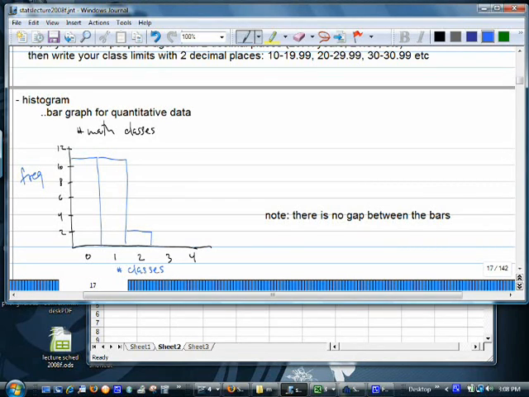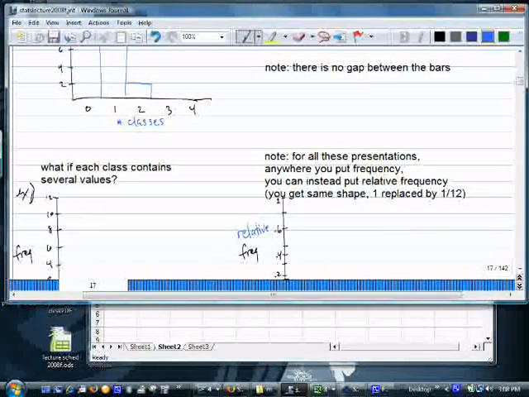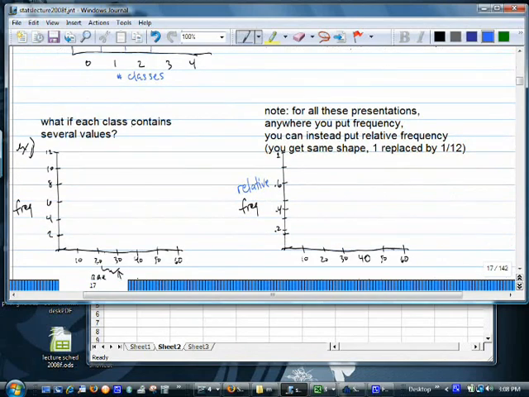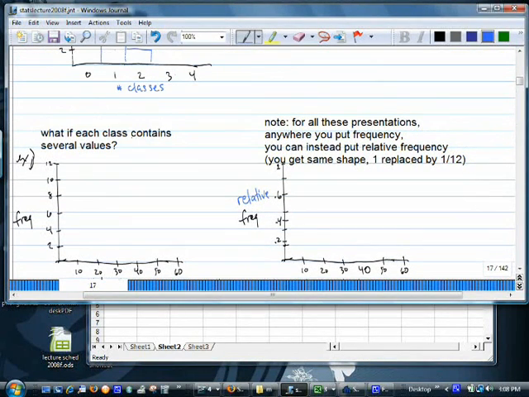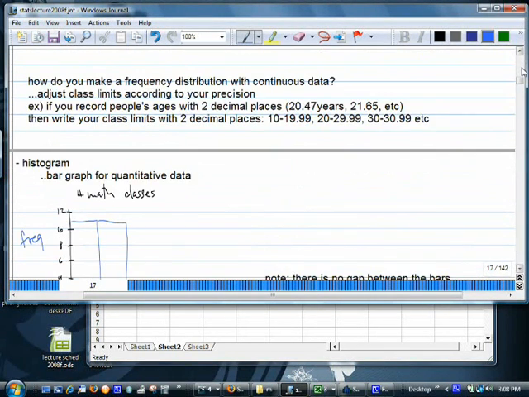Now, what do you do if each class contains several values? For example, how would you draw a histogram for our data regarding ages? Certainly you're going to want a bar that's 1 high, then a bar that's 7 high, then a bar that's 1 high, etc. But how do you label this and how do you set this up? The class group on the bottom, and the frequency on the left.